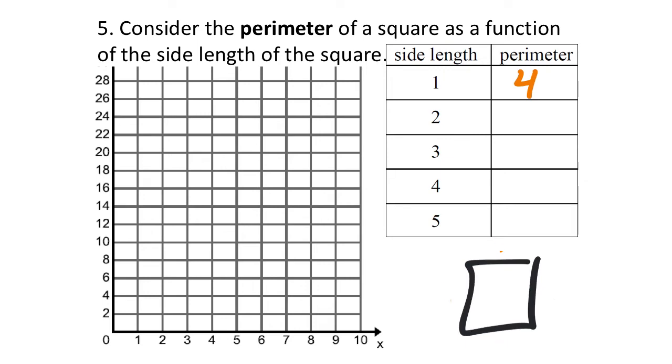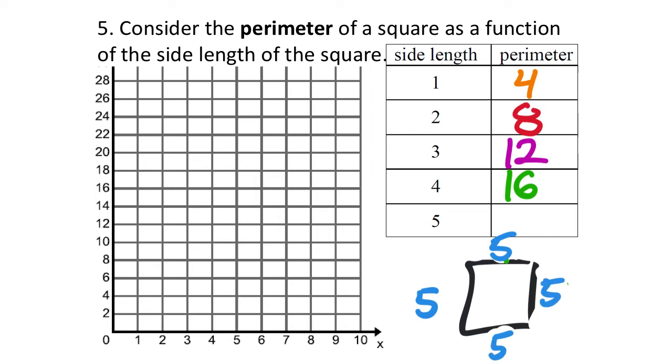And so let's change these. Let's say that the lengths were 2. That's 2 plus 2 plus 2 plus 2, which is 8. So next up, change the side lengths to 3. So that's 3 plus 3 plus 3 plus 3, which is 12. And what about if the lengths were 4? Well, that's 4 plus 4 plus 4 plus 4, which is 16. And then finally, if the lengths were 5, 5 plus 5 plus 5 plus 5, which is 20.